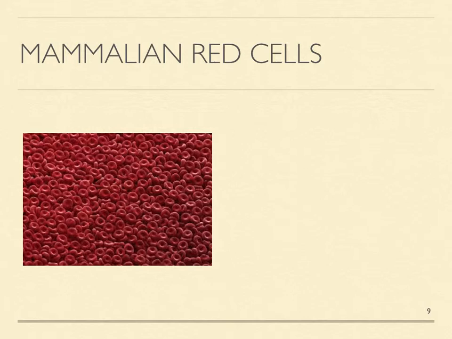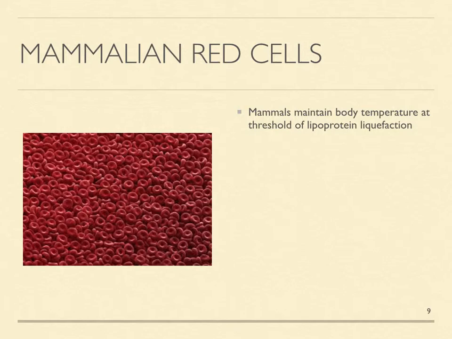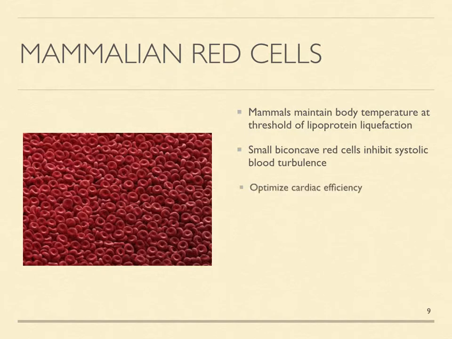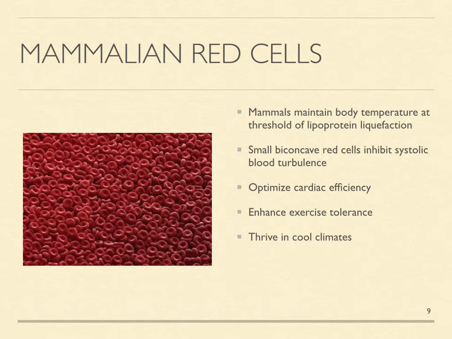Mammals maintain their body temperature at the threshold of lipoprotein liquefaction so that lipoproteins blend with liquid blood elements and do not affect blood viscosity. This eliminates the problem of accelerated atherosclerosis caused by lipoprotein solidification at cool temperatures and enables them to employ small biconcave red cells that inhibit systolic blood turbulence and optimize cardiac efficiency and exercise tolerance. This enables mammals to thrive and function in cool temperatures, but it exaggerates food requirements and heat intolerance compared to reptiles.